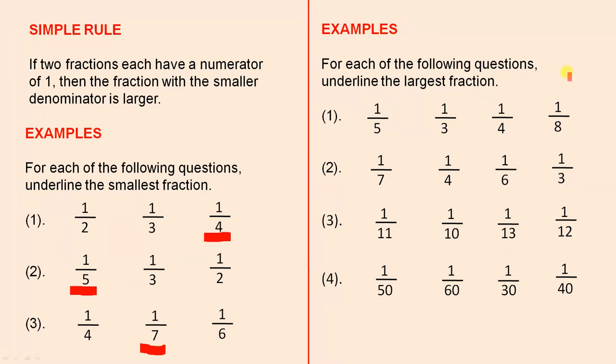Some more examples. For each of the following questions, underline the largest fraction. Now, exactly what we've been talking about here. The largest fraction has the smallest denominator, because this pizza is only divided into 3 parts. So each person gets more, because here the pizza is divided into 5 parts, 4 parts, 8 parts. So that's larger.